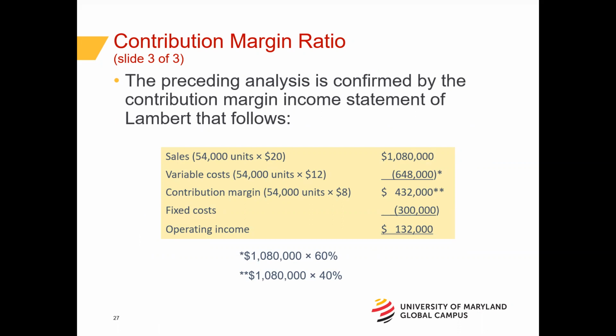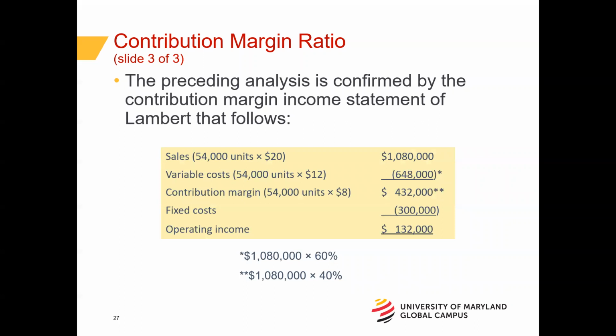So our sales increased by 80,000, right? Instead of selling 50,000 units, we sold 54,000 units at $20 per unit, so 1,080,000. Our variable cost per unit is $12. I sold 54,000 units, so that's 648,000. Clearly that changed, right? Because we sold more units. It went up. It's variable.